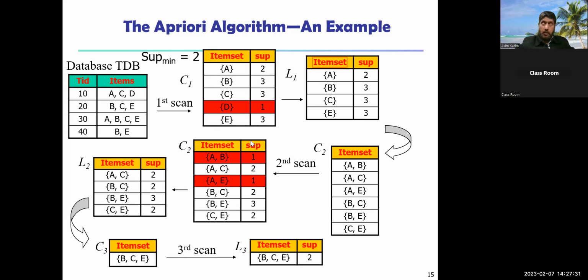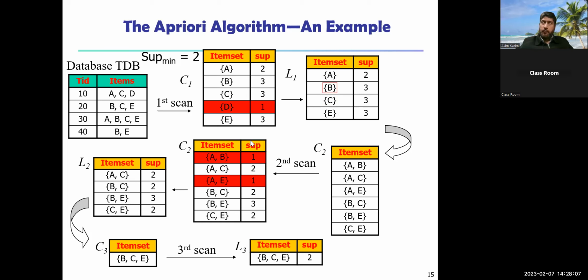By the way, this table is a candidate one item set table, meaning that we have generated all one item sets and now we want to determine whether they are frequent or not. Once they are tested and found frequent, they become frequent one item sets. The absolute minimum support for this problem is 2.